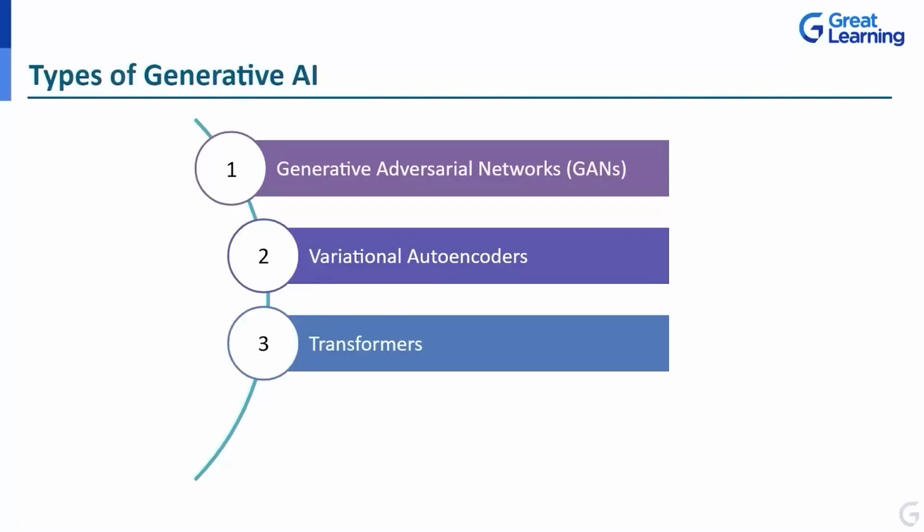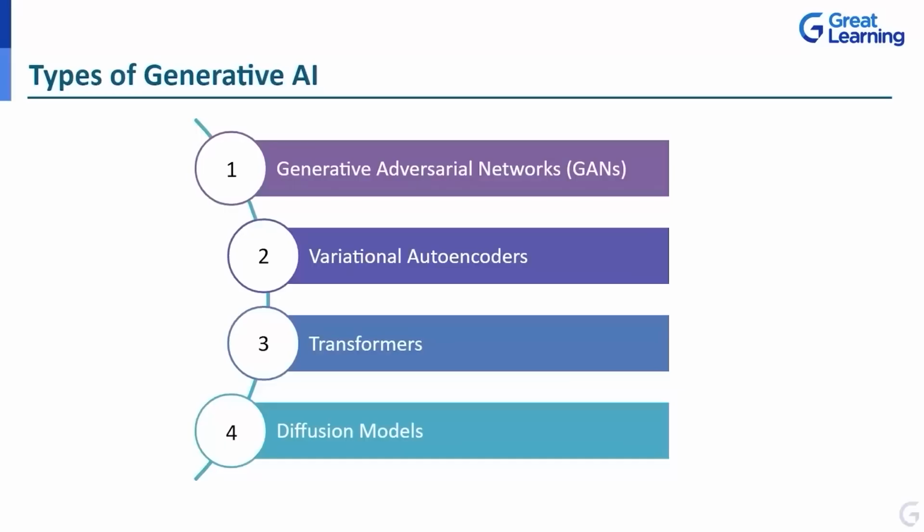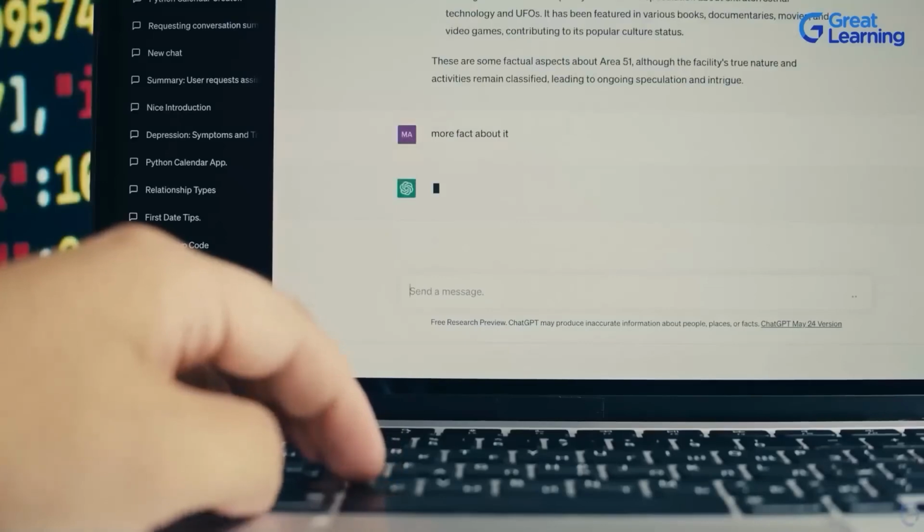Third is Transformers. Transformers is an AI which learns to produce sequences using context. Fourth is the Diffusion Model, which generates data by refining a noisy start until it looks realistic. Now that you have understood the different types of generative AI, let's quickly walk through different applications of generative AI. First one is content generation.